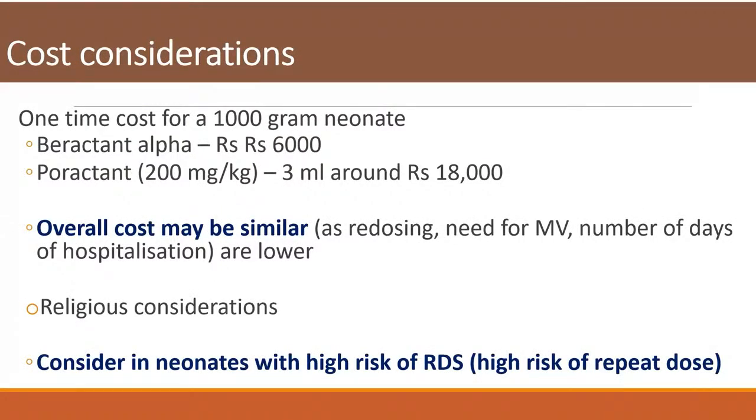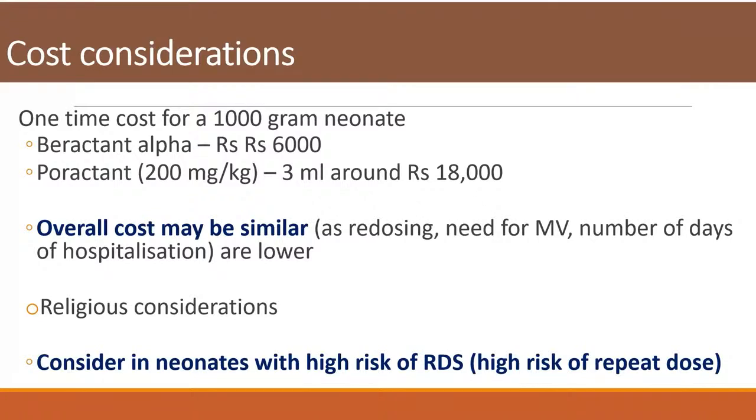Now, while taking a decision of which type of surfactant to use for a given baby, as clinicians working in our country, one also needs to remember cost considerations. The one-time cost for a baby who is weighing roughly 1,000 grams, when one chooses to use the bovine lung minced extract surfactant or Beractant alpha, would come to roughly around rupees 6,000, whereas if one chooses to give 200 milligrams per kg of porcine, the cost is 3 times, at around rupees 18,000.